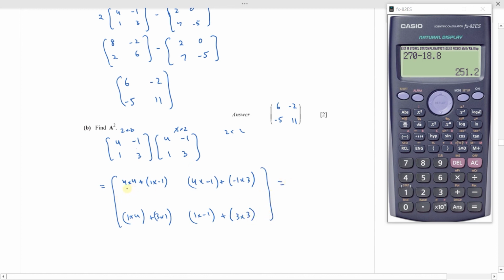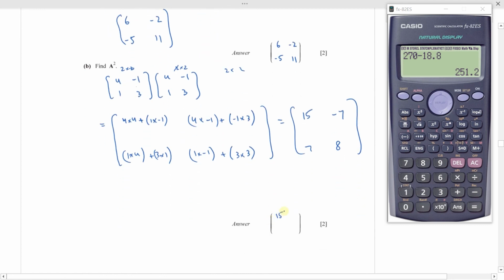And then if I simplify this, this will be 16 minus 1, which is 15. This is minus 4, and then minus 3 will be minus 7. This is 4 plus 3, which is 7. And this is minus 1 plus 9, so minus 1 plus 9 will be plus 8. So this will be your final answer here: 15, minus 7, 7 and 8.